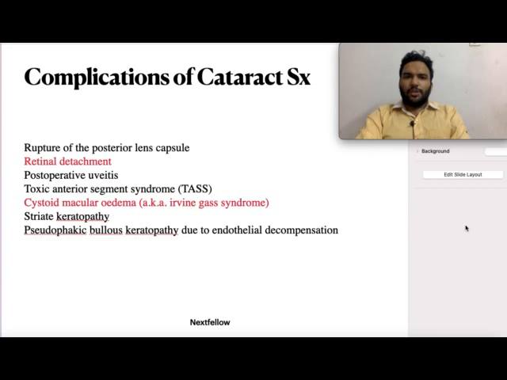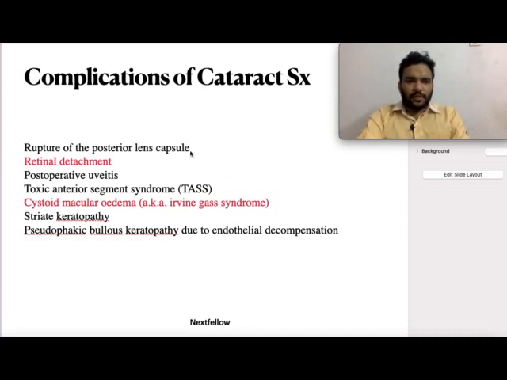Coming to the complications of cataract surgery, first is the dreaded complication, posterior capsular rupture. It's not a big deal, but still it's a big complication. But one which is very dreaded is endophthalmitis. We'll talk about it later, and the other things can be dealt with easily.